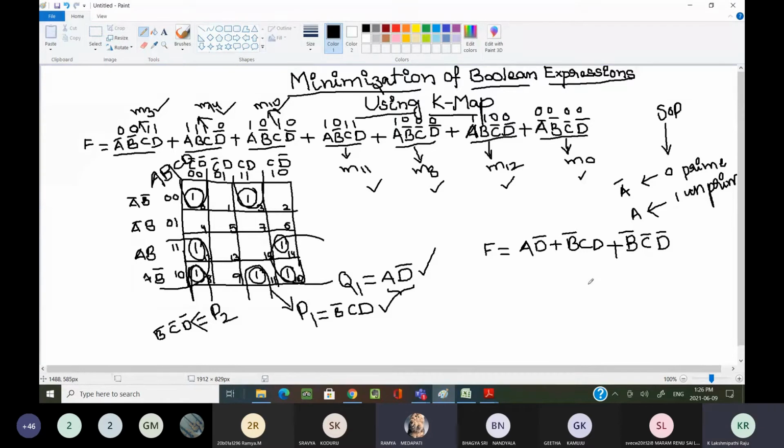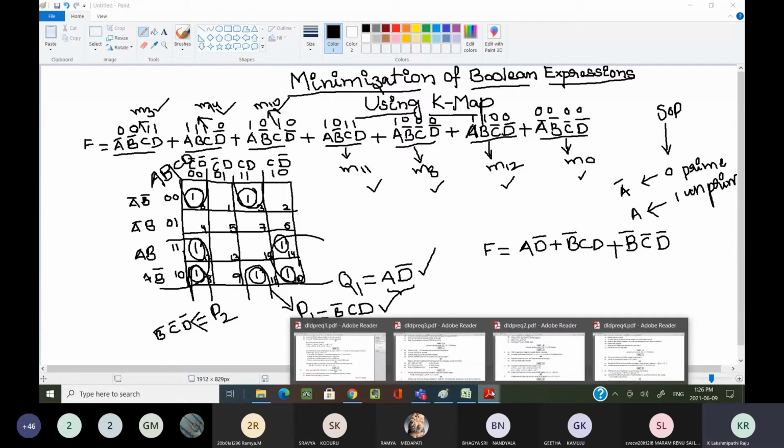Are you understanding how we are simplifying a four variable Boolean function by using a K map? Yes, sir. Everyone, are you understanding the concept, how we are simplifying a 4-variable function? Okay, if you understood, very good. I want solutions from your end quickly.